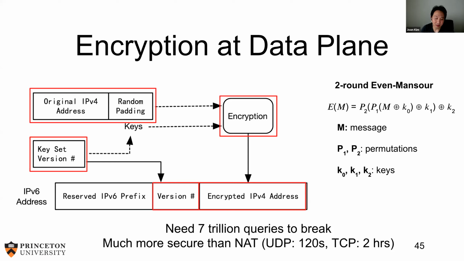And as I said earlier, it's much more secure than just doing NAT. For NAT with UDP, if you look at the IETF, the recommended mapping lifetime is 120 seconds, which is 2 minutes. For TCP, the recommendation is at least 2 hours to keep the same mapping. Whereas with encryption in the data plane with PINOT, it can be per packet, and there's no problem with that.